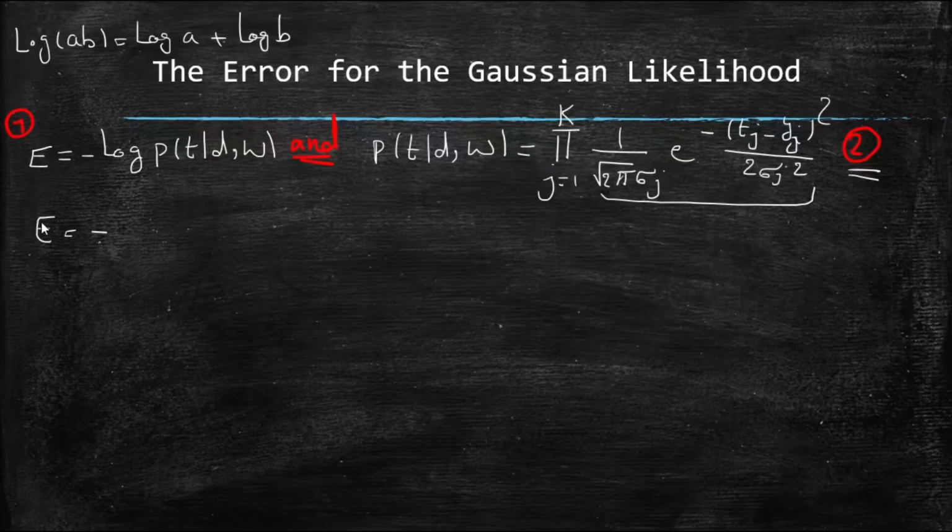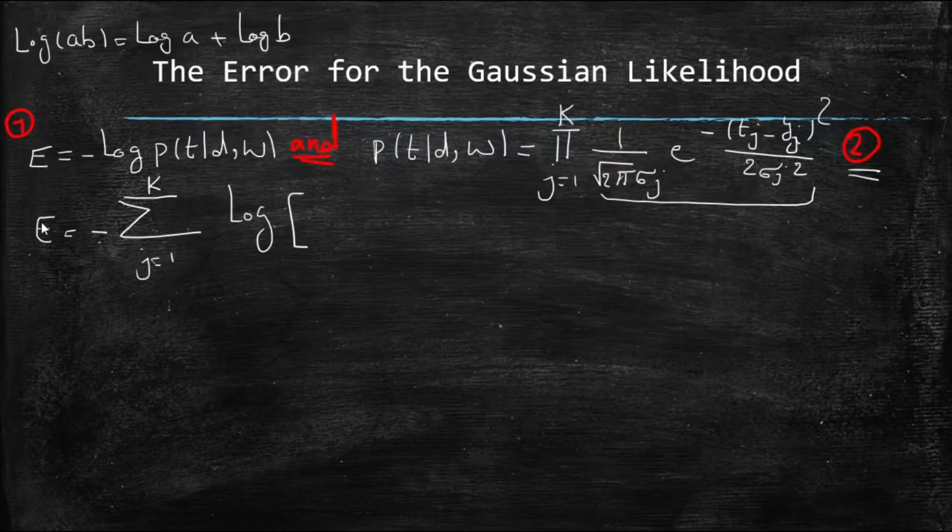So the multiplication would turn into a sigma, a sum. Again, j equals 1 till k, the number of my ground truths. And then I'm going to have the log of this whole thing, right? I'm going to write it this time because I'm going to need it. So what is the denominator here?